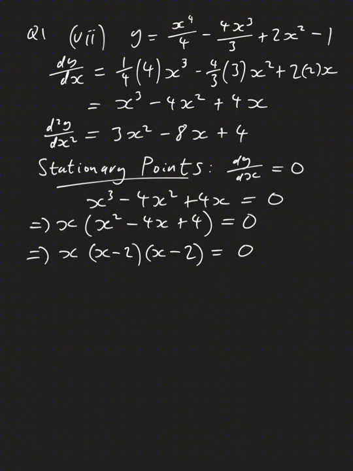So I'm nearly done now for stationary points. If all that is equal to 0, that's three things multiplied together. So if that's equal to 0, it means that either x is equal to 0 or x minus 2 is equal to 0. So I'll have two solutions. x minus 2 is 0 means that x is equal to 2. So I have two stationary points, one at x equal to 0 and one at x equal to 2.